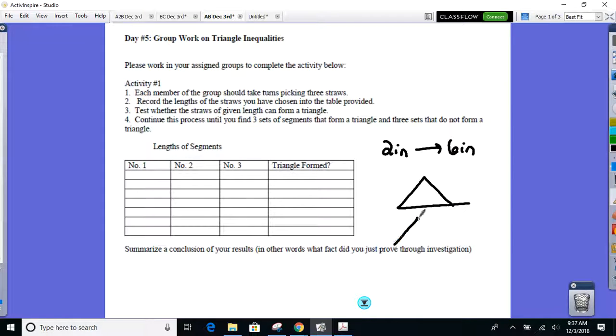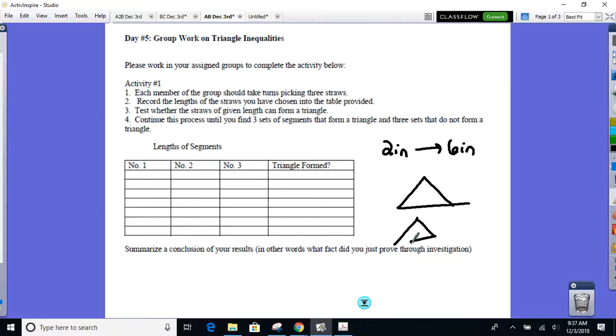If you cannot get them to touch, don't try to stretch the licorice. It's that length for a reason. It's not a triangle. All right. Find a couple lengths that will form a triangle and a couple that won't. All right. So go ahead, another 2 minutes.